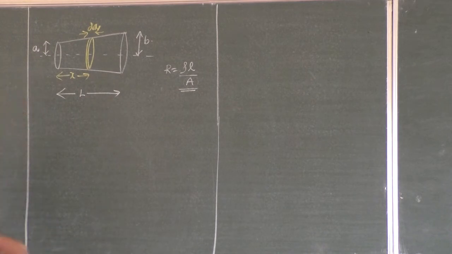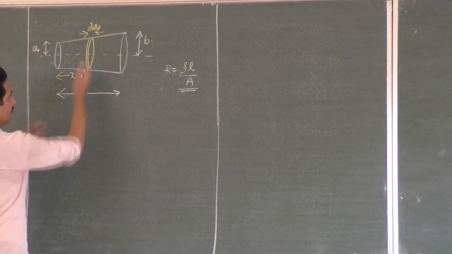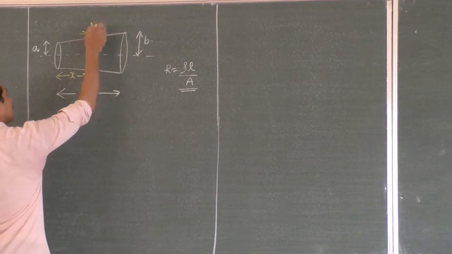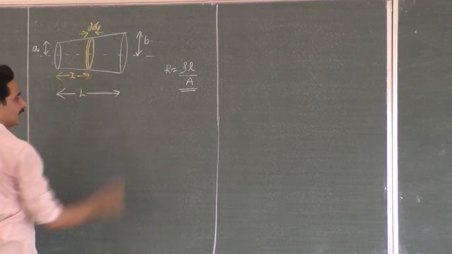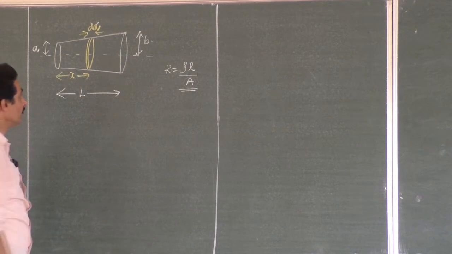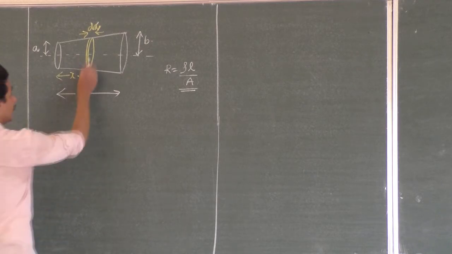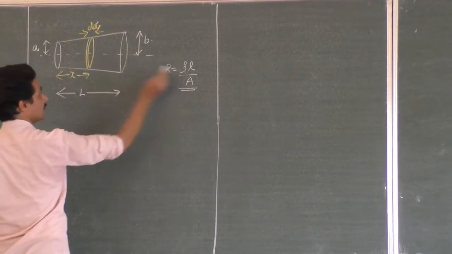So imagine a small cylindrical or chip shaped piece of thickness dx, situated at a distance x from one end. What is the resistance of this? First of all, we will calculate it. If you want to know the resistance of this, you know the thickness of this, and the resistivity of this is rho.